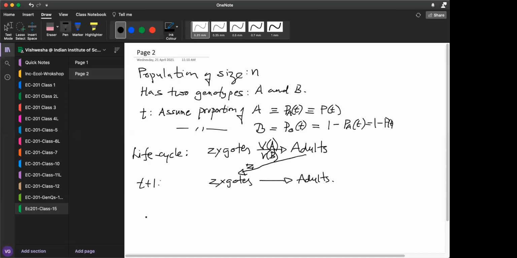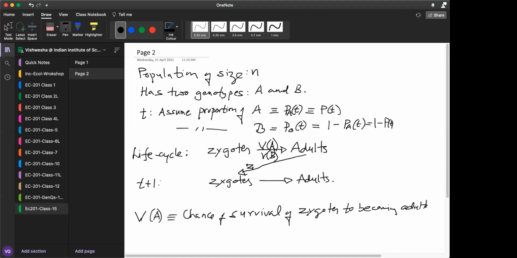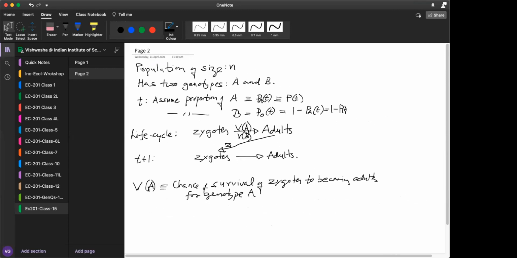So let me write this down. VA is the chance of survival of zygotes to becoming adults. It's a bit of poor wording. For genotype A. And likewise, we can define it for genotype B.